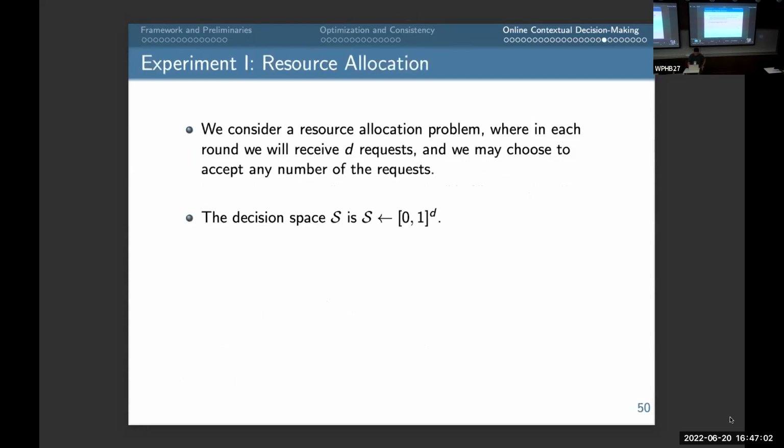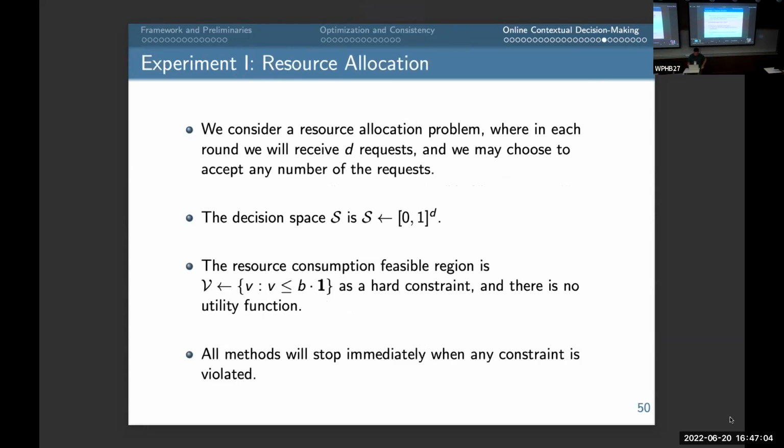And the first example we consider is a resource allocation problem. Here, the decision space is just a hypercube, and the resource consumption is just budget constraints, and it's a hard constraint case, so all the methods stop when any constraint is violated.